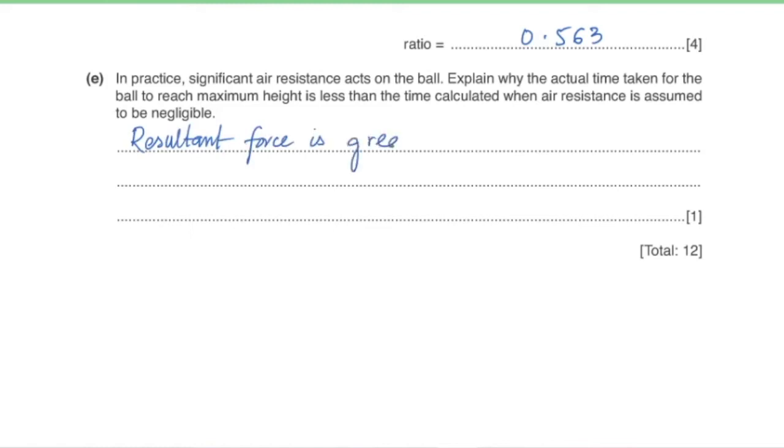is greater than its weight. Because when air resistance is being neglected, the only resultant force we consider is the weight. And when air resistance comes into action, there is weight and then there is force due to air resistance. So that resultant force might be greater than the weight. That results in greater acceleration, and as a result we get less time interval in which the maximum height is being covered by the ball.